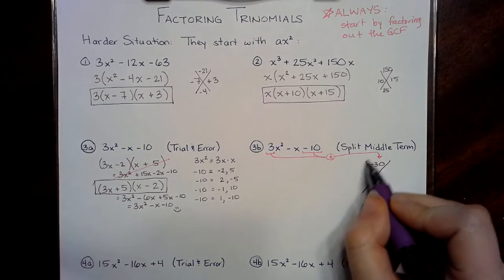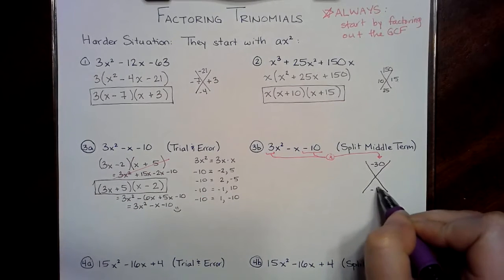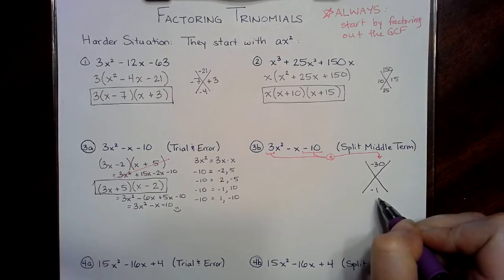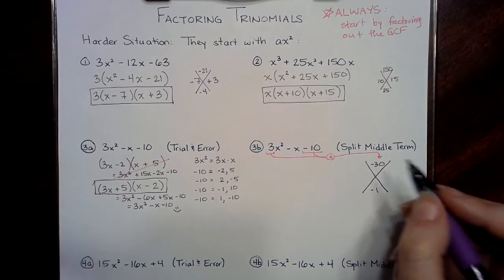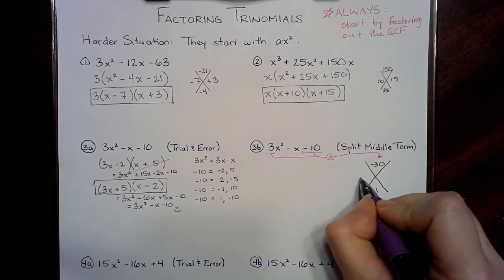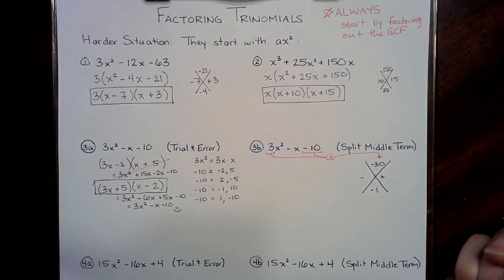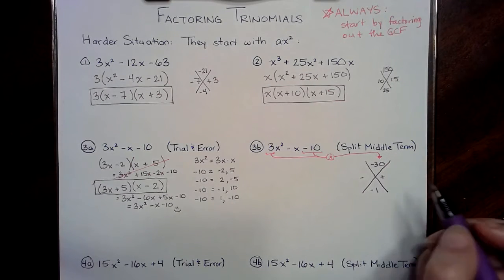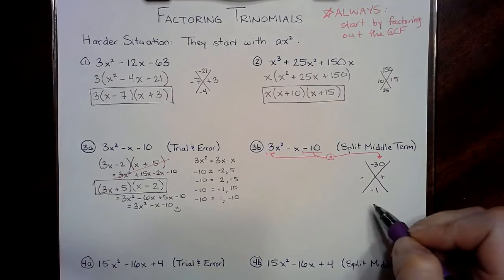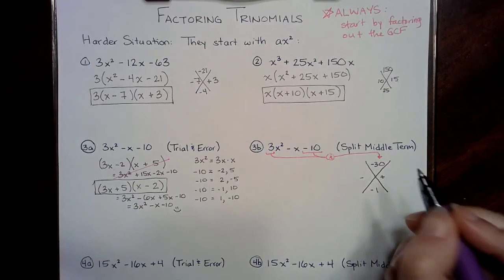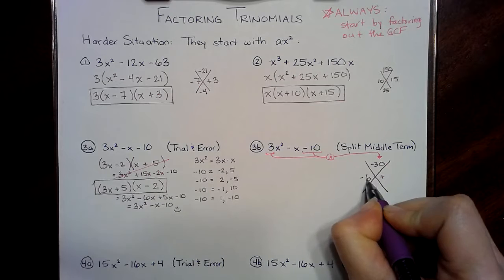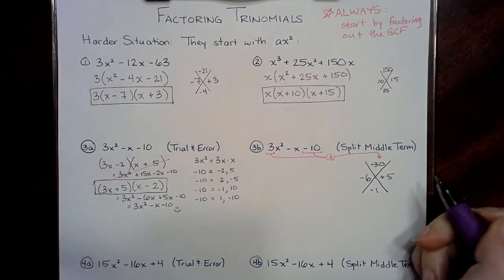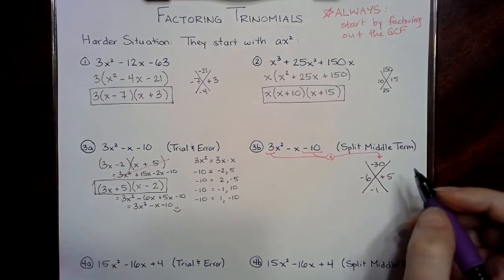So I'm looking for 2 numbers that multiply to negative 30, but add up to negative 1. So in this case, negative means one of them's negative, the other one is positive when I multiply to a negative. So 5 and 6 are going to get me to minus 1 as long as I make the 6 the negative 1 and the 5 the positive 1.